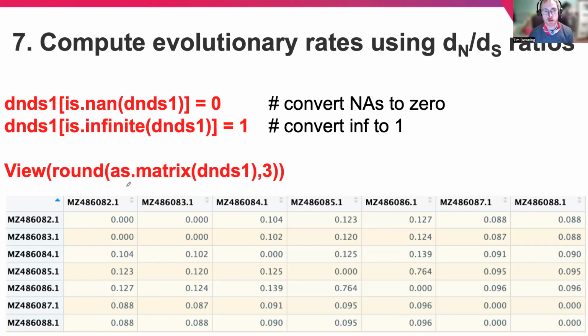What we can do then is take the elements in the NDS1 which are not numbers or are infinites, because we have no synonymous changes, and set them to be equal to 1. And then we can view our matrix like that. In this case, we don't have NaN values or infinite values, hence that's not an issue.